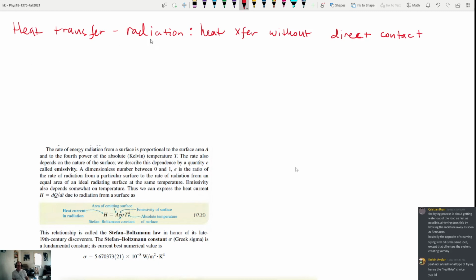The heat transfer from the sun is radiation. So if I have the sun right here and we have the earth over here, the heat transfer that occurs here through space, that's what we call radiation.